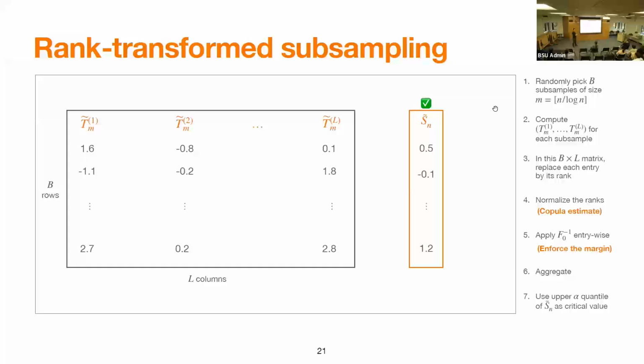Any question here? Are you going to explain any more of the details in the middle there? In the middle. So you replace each entry by its rank, and then you normalize the ranks, and that gives you a copula estimate. Yes. I didn't understand why that gives you a copula estimate.